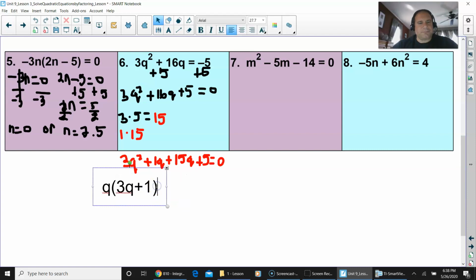So we're going to factor out a 5 from the 15q and the 5, because that is the greatest common factor. What times 5 equals 15q? 3q. And then what times 5 equals 5? Plus 1. And all equal to 0.